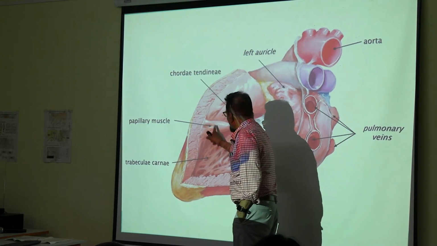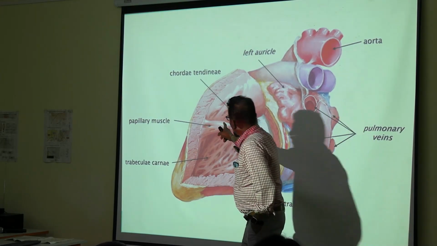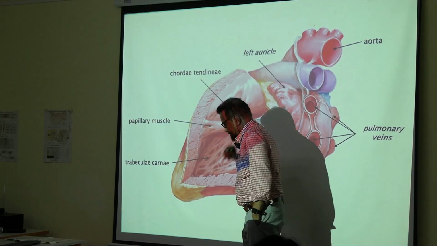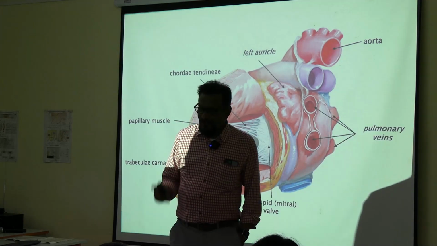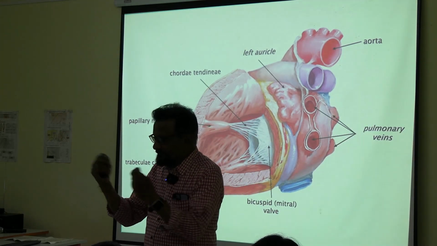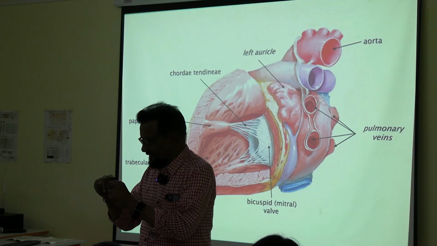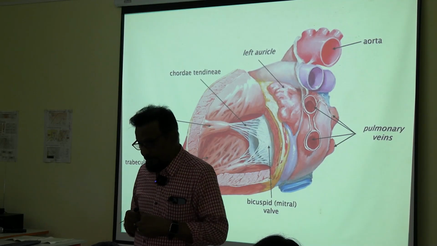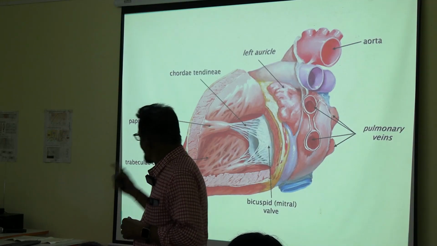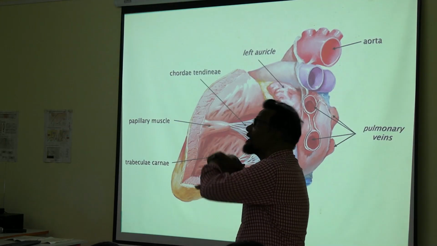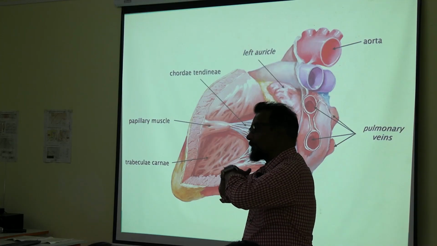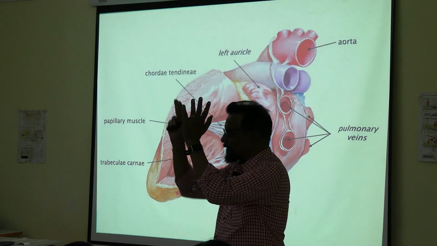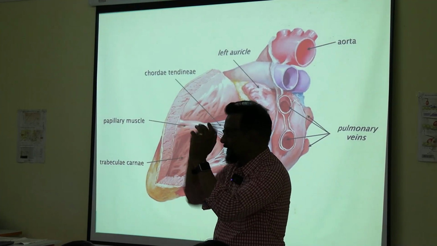These are chordae tendineae, papillary muscle. This may cause disease. Chordae tendineae can be torn. Then what will happen? They will bulge. When the ventricle is contracting, they will be bulging and there will be regurgitation of blood into the atria.